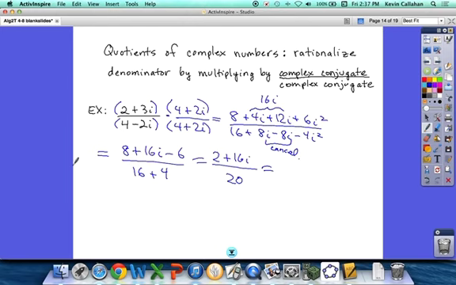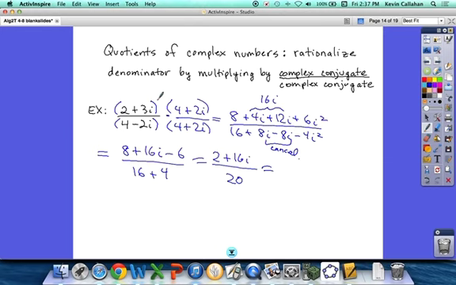Wait, why is 4 plus 2i... I multiplied by this to get rid of the imaginary numbers in the denominator. Because if I multiply by 2 minus 3i here in the numerator, we need the denominator to be a real number, not the numerator. That's the way it works.